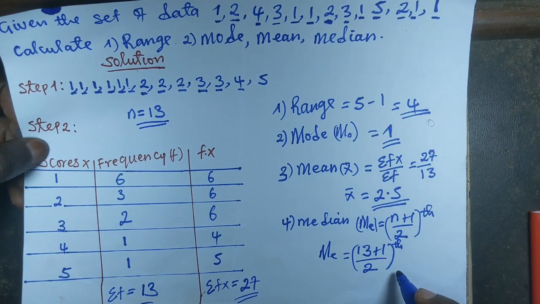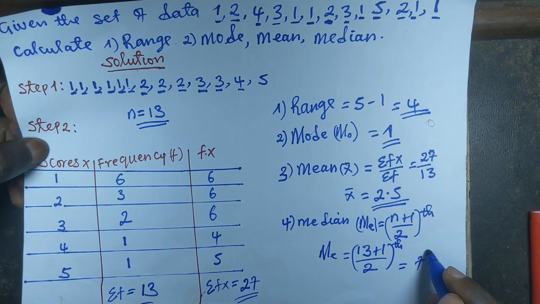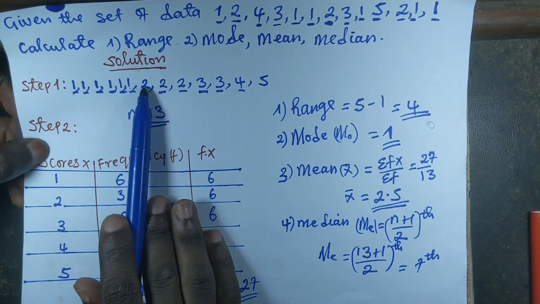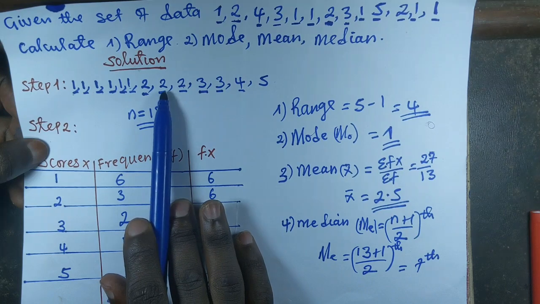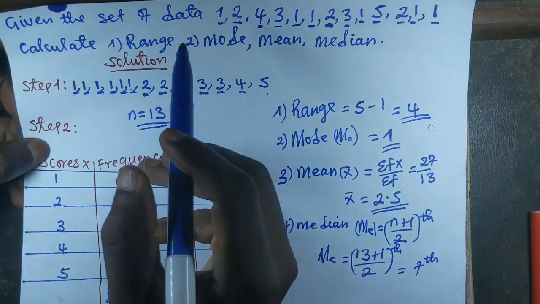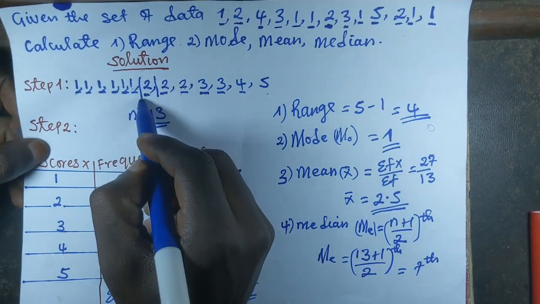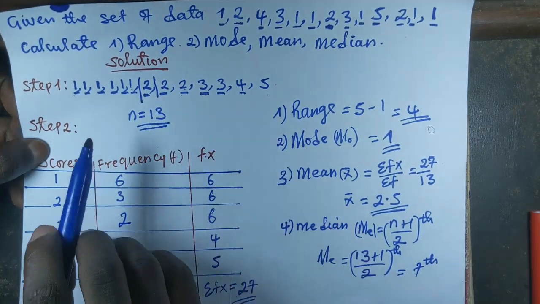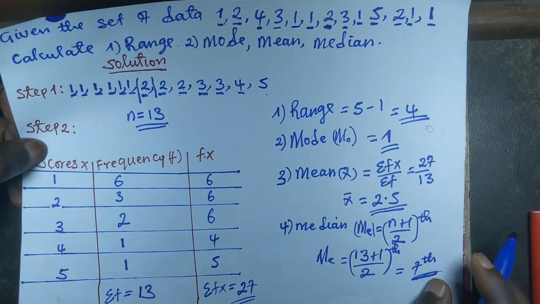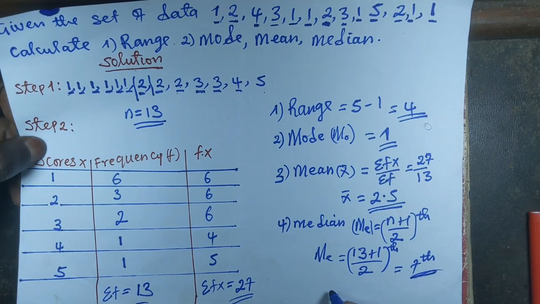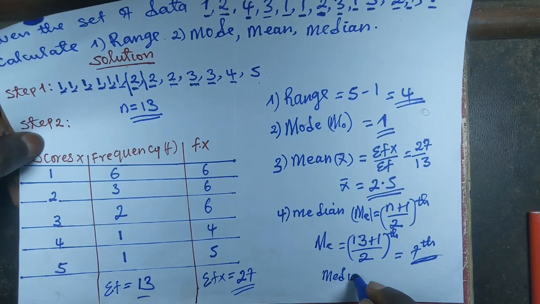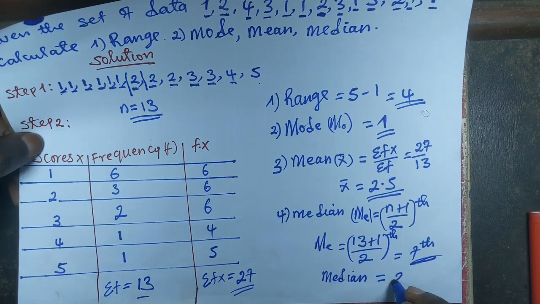So our median is in the 7th position. Now we count 1, 2, 3, 4, 5, 6, 7, and count from the left 1, 2, 3, 4, 5, 6. So the median is 2. This is the median because it appears within the 7th position. So our median is equal to 2.